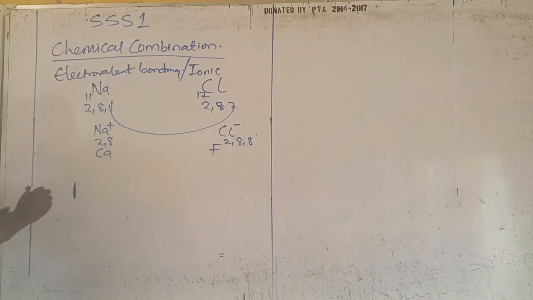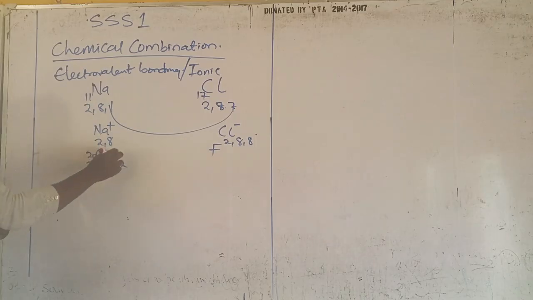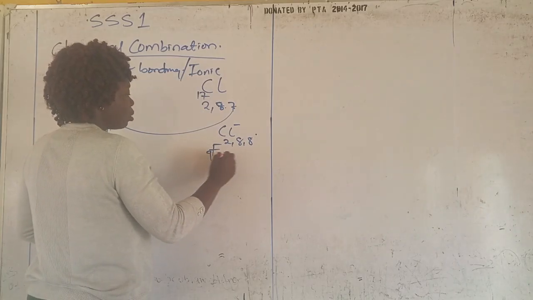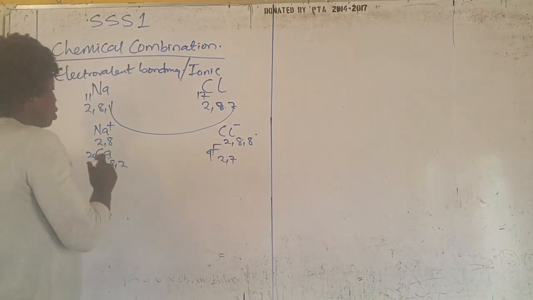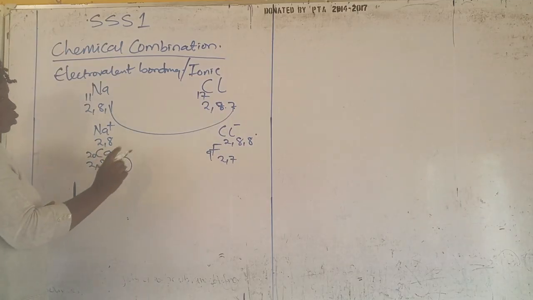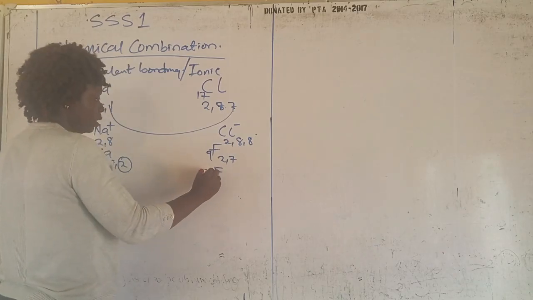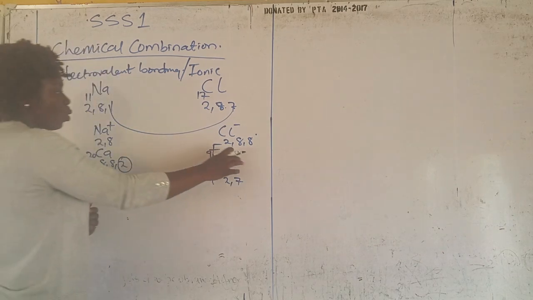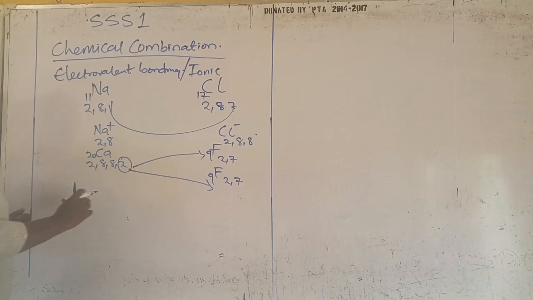Okay, let me show us another one between calcium and fluorine. Yes, calcium is 20 and calcium is 2, 8, 8, 2. So calcium will be willing to give out these 2 electrons. Then fluorine is 9. You have 2, 7. So fluorine needs how many electrons to complete the octet structure? Just 1. But calcium is willing to give out 2. So what's going to happen here is that I'm going to produce another atom of fluorine, so that the 2 electrons from calcium will be shared 1, 1 between the 2 fluorine atoms.